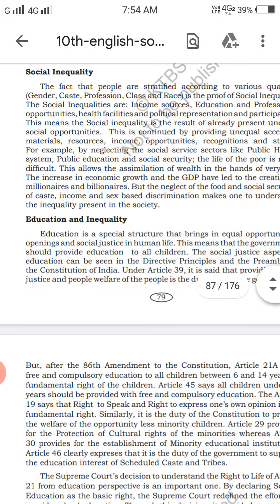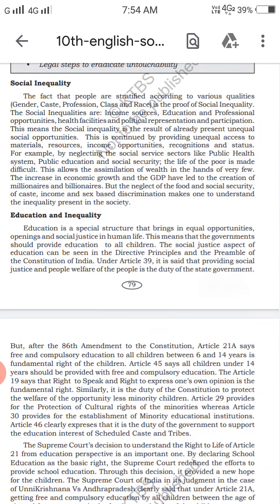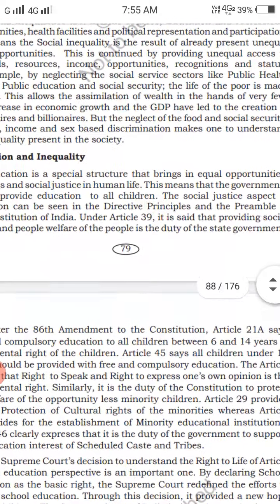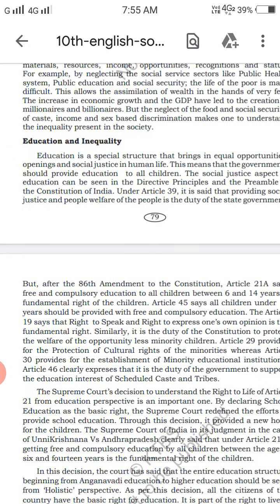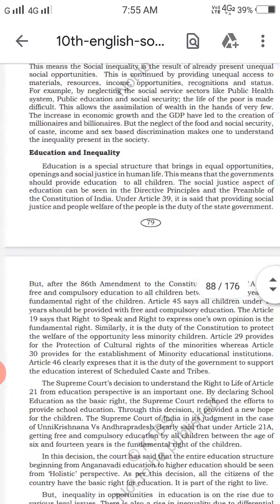Children, education and inequalities. Education is a special structure that brings in equal opportunities. So education is the best weapon. Through education we can achieve anything, and also gain good opportunities and good positions. Giving good education is the duty of our government. Even our constitution mentions education. Under Article 39, it is said that providing justice and the welfare of the people is the duty of the state government.